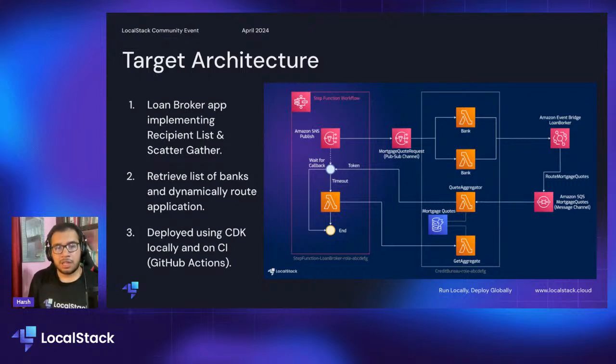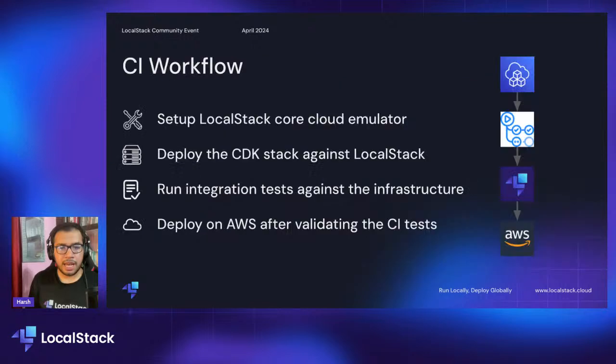This entire application is deployed using CDK, both on my local machine and on the continuous integration. In this case, I'm using GitHub Actions as my CI runner, but you can use the very same steps in other scenarios, for example CircleCI or Travis or something else altogether. Cool. So with that said, I can look into how I set up my CI workflow.